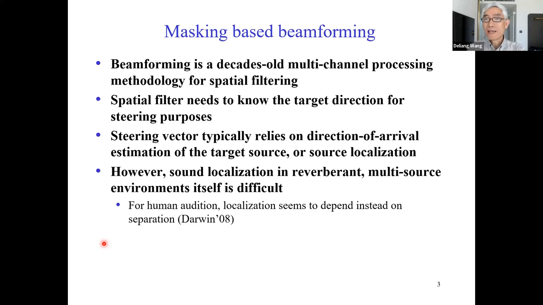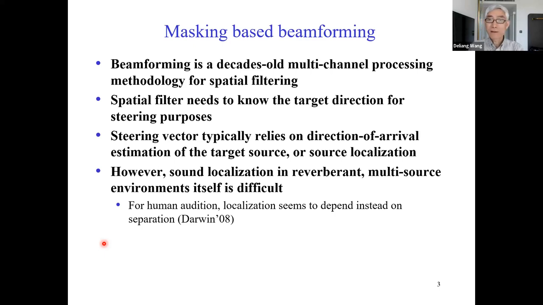We all know that beamforming is a widely used, decades-old multi-channel processing methodology, or spatial filtering. And for spatial filtering, as the term beamforming would suggest, we need to know which direction the target source comes from, for steering purposes. The target direction is also known as the steering vector. To figure out the steering vector, we need to rely on so-called direction of arrival estimation for the target source. And that's typically conducted through sound localization.